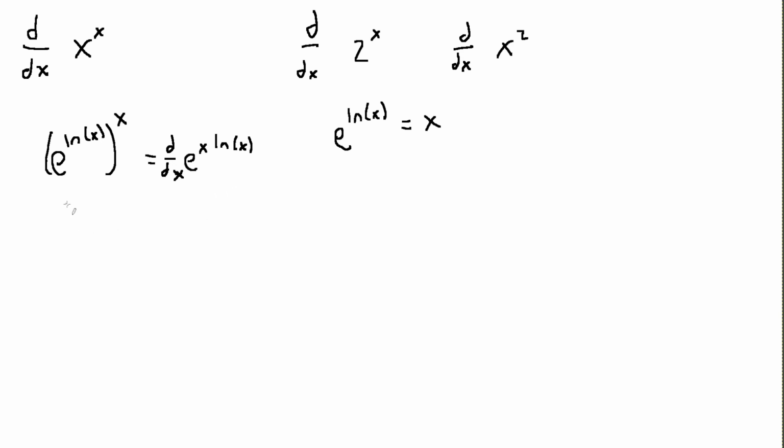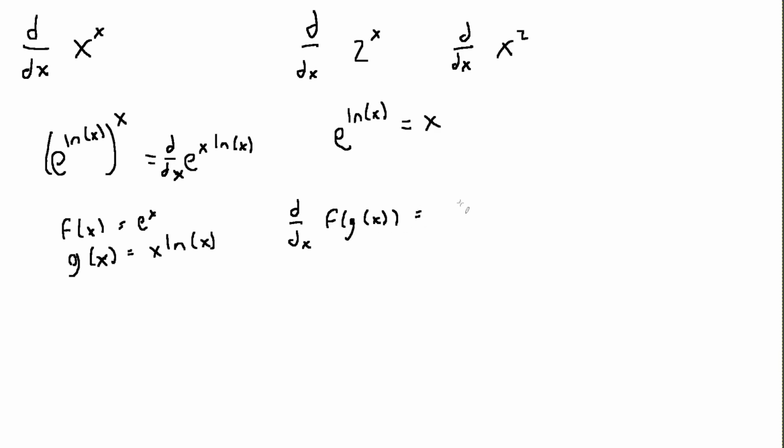And so now we can just use normal differentiation rules. Let's start with the chain rule. So remember, we can set our f of x equal to e to the x, and our g of x equal to x ln x. And so now we use the chain rule. We know that d over dx of f of g of x equals f prime of g of x times g prime of x.